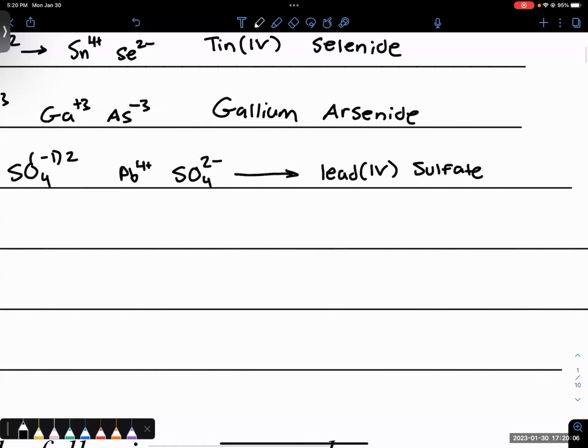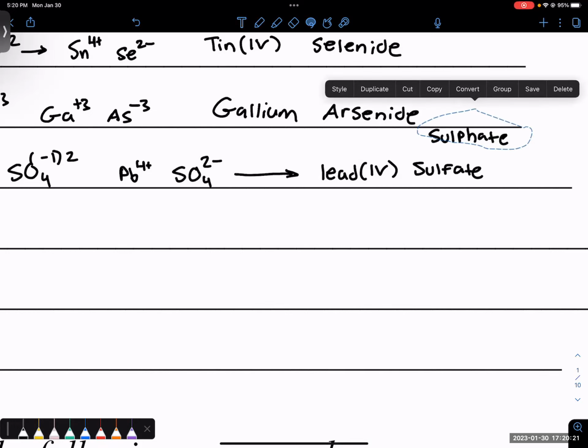For this class, and at least in this country, you should not be writing sulfate like this. I don't know where some people get that, but sulfate is with an F and not a PH. Deal? Deal.